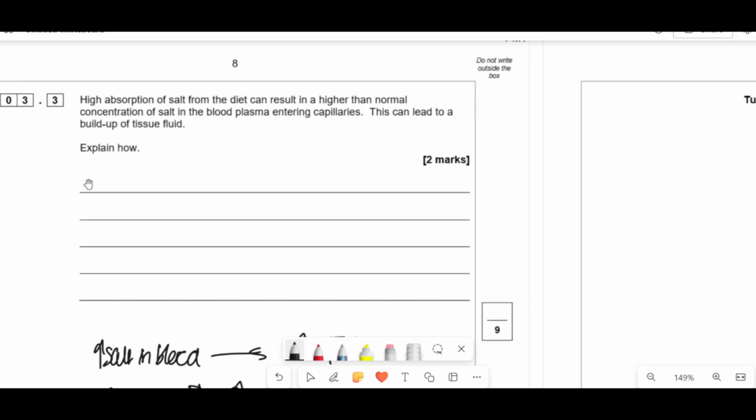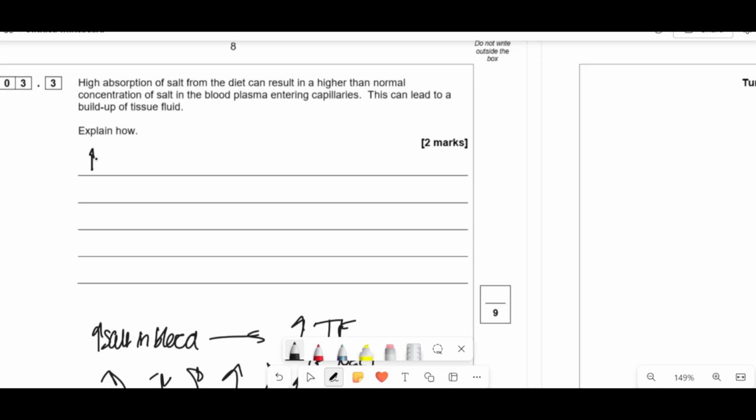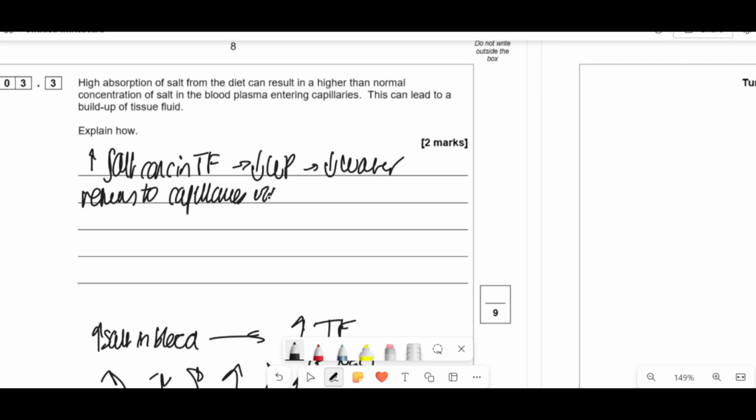So then what happens, let's write that down, is that you have an increase in salt concentration in tissue fluid, which means you have a lower water potential. You cannot just say sodium, you have to say sodium ions, but salt's fine. And then that means less water returns to the capillaries via osmosis at the venous end. You can't say venules, it has to be the capillaries at the venous end. That means you've got more tissue fluid accumulating.